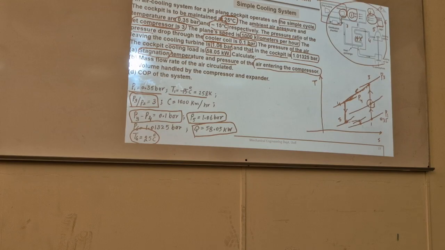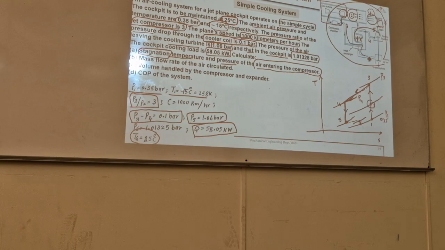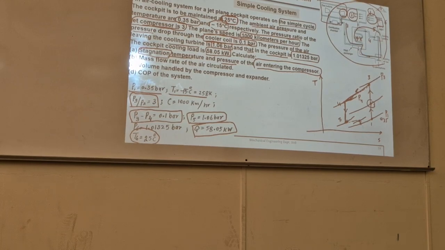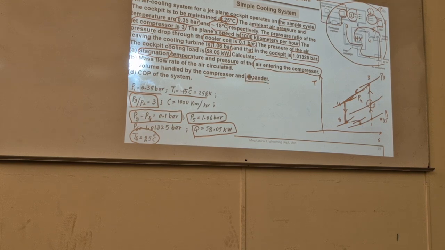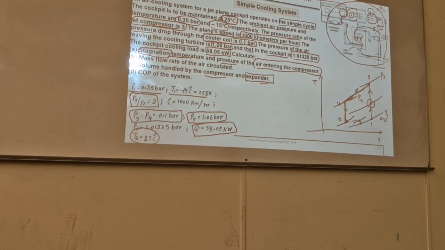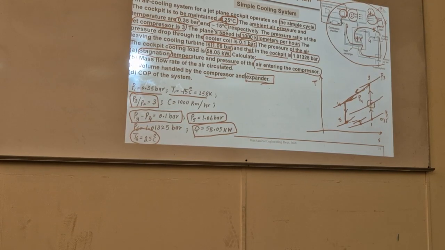So this is part A. Then part B is to calculate the mass flow rate of the air, which is flowing in this refrigeration system. Volume handled by compressor and expander. What is expander? Turbine. Another name of expander is turbine. And COP of the system. So let's start with part A.